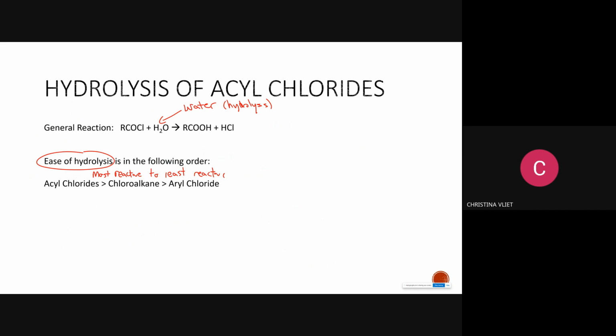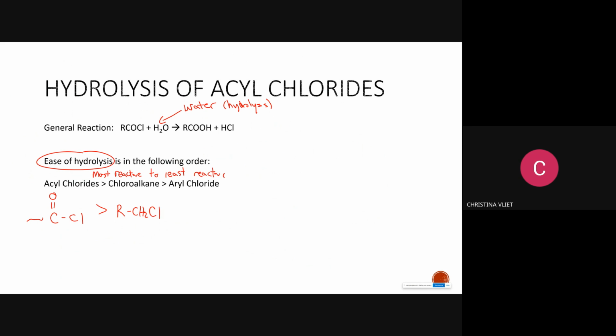What does the acyl chloride look like? COCl. That's what makes an acyl chloride, and then you have whatever else. What does a chloroalkane look like? Chloroalkane. So they're saying this is more than chloroalkane. Alkane is what? Just a bunch of carbons and hydrogens, right? So it'd just be something like R and then CH2Cl.